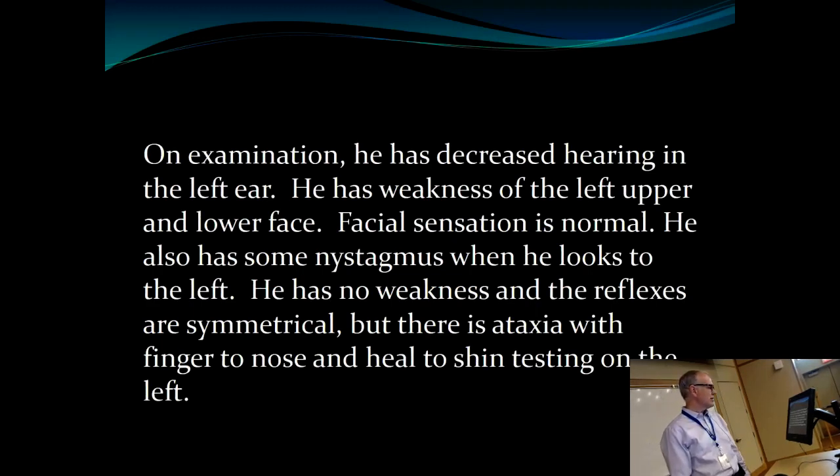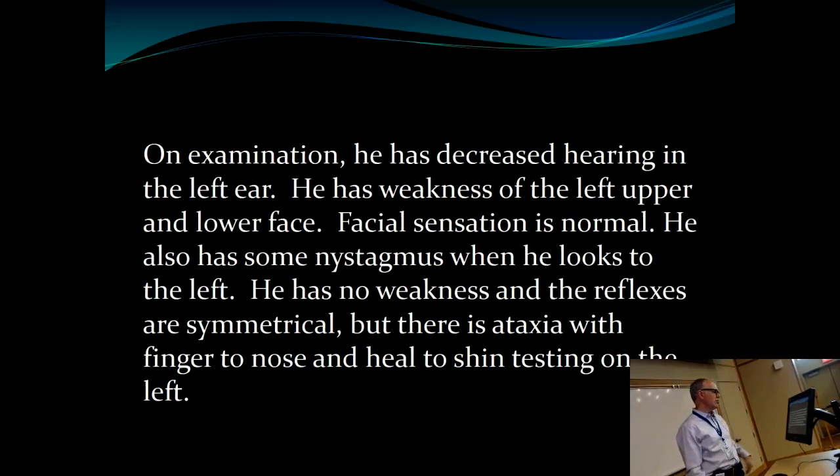He has weakness of the left upper and lower face. So what's the significance of telling you it's forehead and lower face? It's lower motor neuron, right? So in this case, it suggests that, yep, we've got a facial nerve problem. So a lesion's not up in the brain, it's the facial nerve itself.